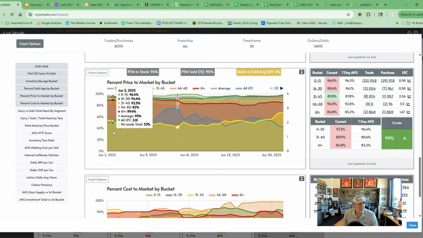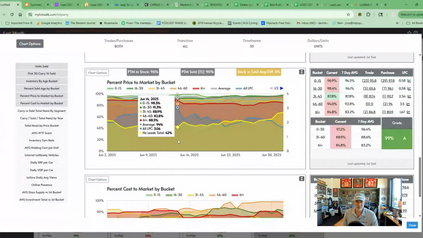Same with percentage of inventory without leads. 54% of his inventory didn't have leads when he was at 95%. And then when he was at 94, it went down to 42%. So 12% less cars had no leads, or 12% more cars had leads. So again, if he has 100 cars on his lot, 12 more got leads. So that's a good thing, right?